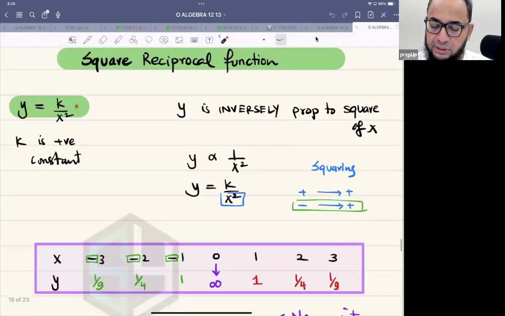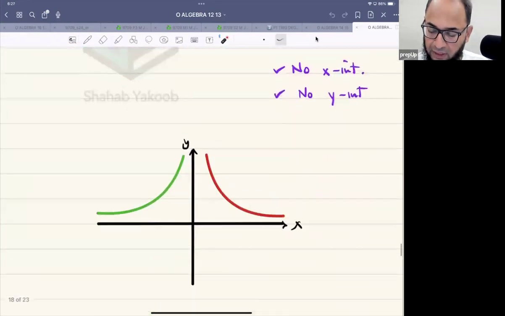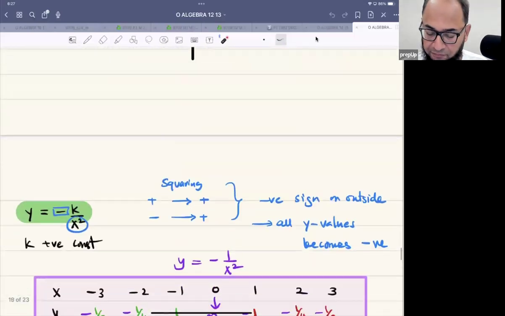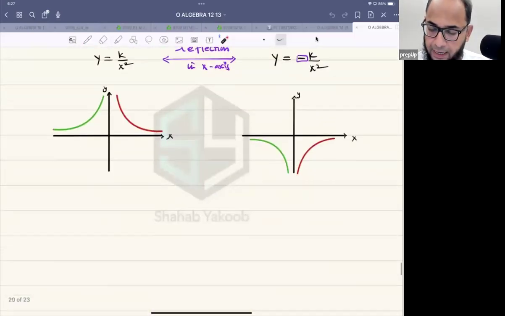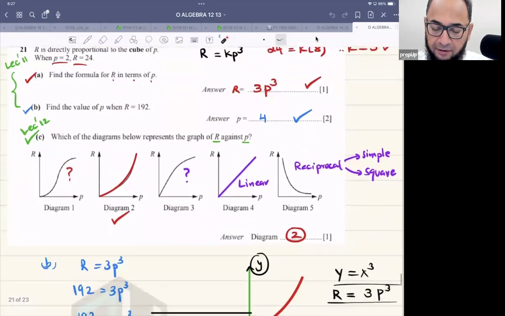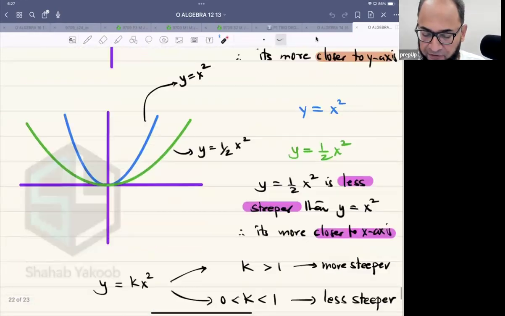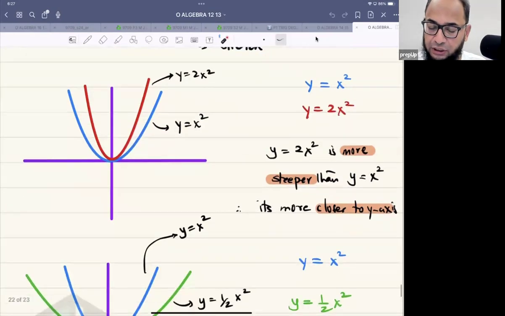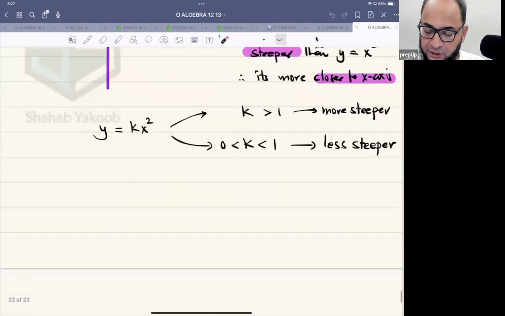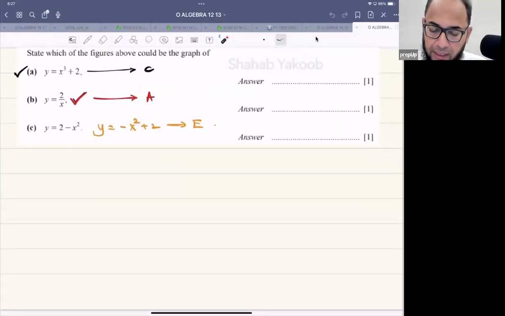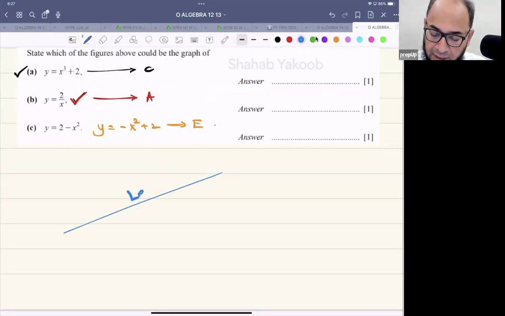Square reciprocal, y is equal to k over x squared, y is inversely proportional to the square of x. X is positive, y is positive. X is negative, square of x is still positive. And then we talked about past paper questions, understanding which graph looks like which, a perfect question. Some transformation related to reflection, translation, stretch. How do you draw 2x squared? How do you draw half x squared? Again, some graphs. So that is 12 and 13, so this is lecture 13 that was done.